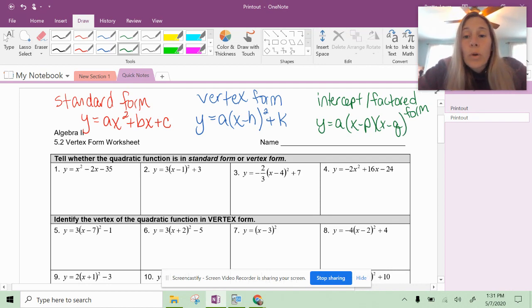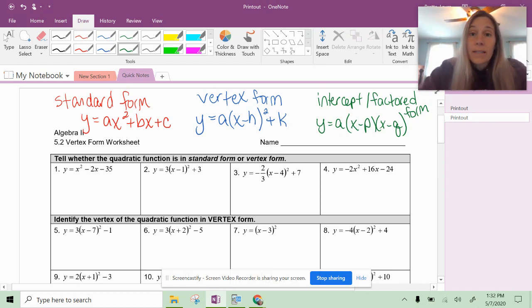Okay, so first we had worked with the intercept slash factored form, and that was because we had just done and completed the chapter on factoring. And we realized that these two factors, if we set them equal to 0, those were the x-intercepts of the graph, and then we could average out those two numbers and find the vertex and go from there. Now we've been working on this vertex form, right? So we know that the h and the k is the vertex.